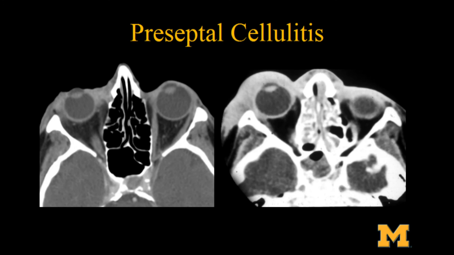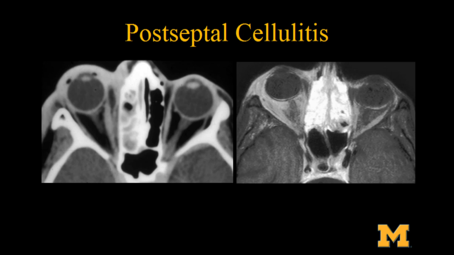And the other thing about preseptal cellulitis, and this one is a good example, is that notice how the paranasal sinuses are completely aerated. So the etiology of preseptal cellulitis tends to be different from postseptal cellulitis, and the most common etiology of preseptal cellulitis is a bug bite or impetigo, and these patients usually go home and are treated with some type of oral antibiotics.